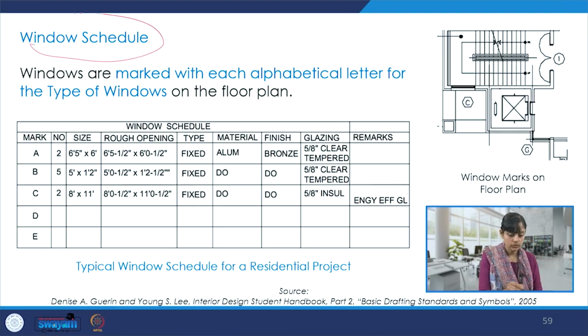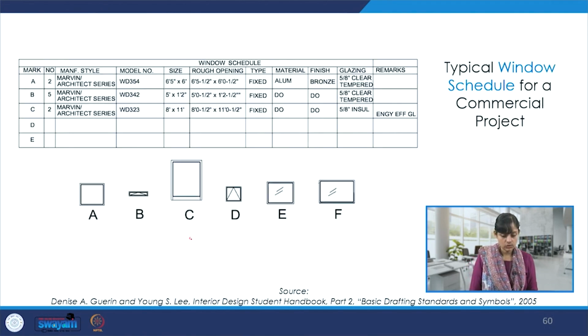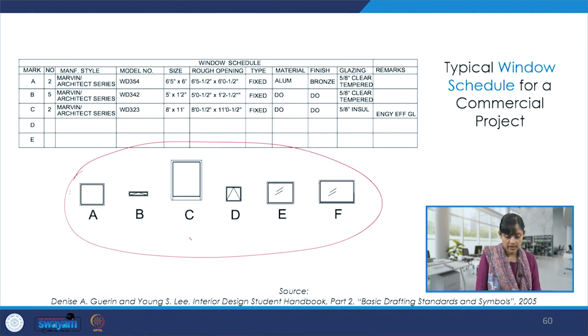We also have window schedules, right? Different kinds of sizes, and then different kinds of opening, what material, whether there's a fixed window or what kind of glazing is there, all of that, what kind of finish is there. And here also, if we see again different kinds of windows or openings, accordingly this schedule is made. One project could have a variety of these openings or different typologies of windows or doors, and they will all get reflected in this schedule.